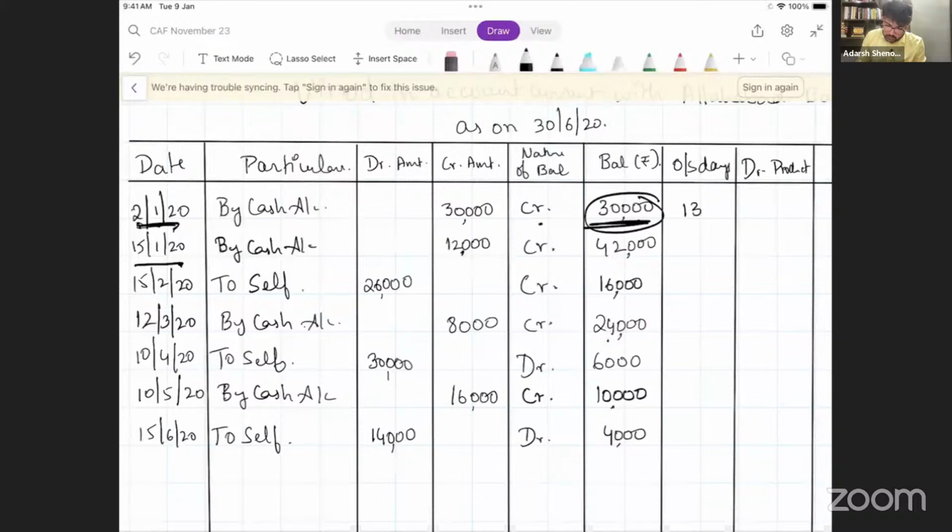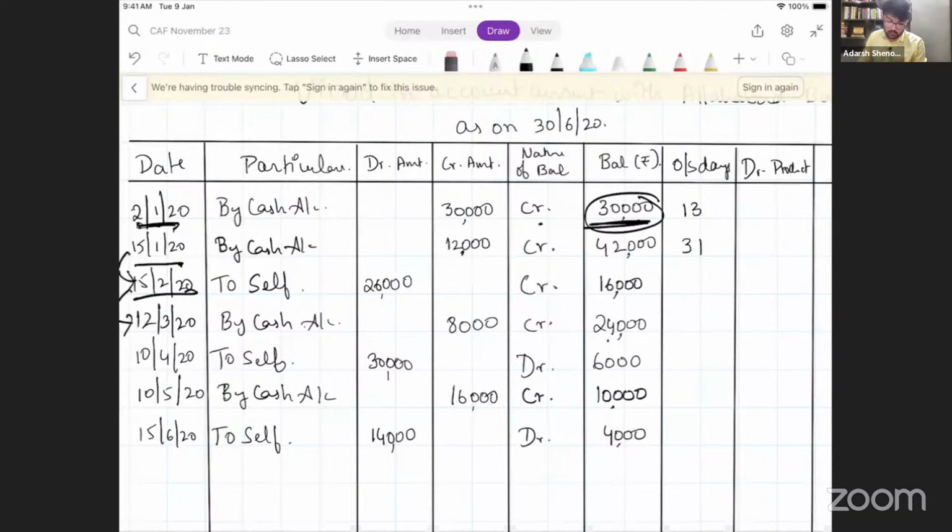Next, it changed to 42,000. So 15th January to 15th February, it was 42,000. So from this date to this date, you have to calculate how many days was outstanding. So 15/1, you have 16 days left in Jan, 15 days in Feb, 31 days. Next, 15/2 to 12/3.